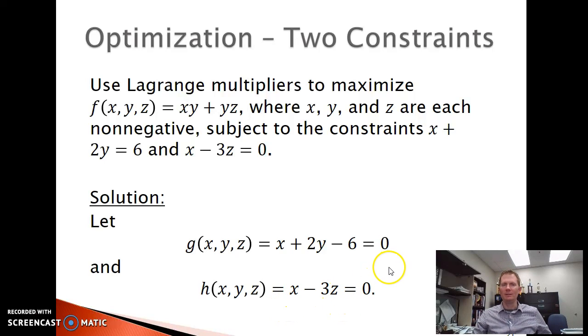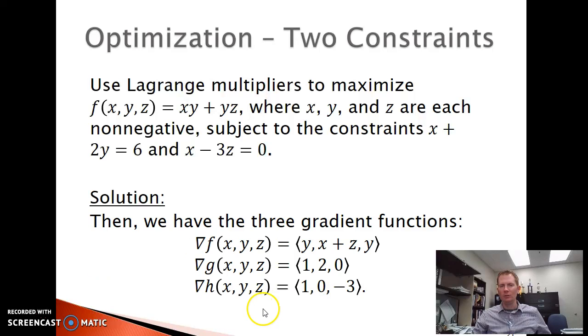This allows us then to find the gradients. We'll find the gradient of f, the gradient of g, the gradient of h, as we have here: y, x plus z, and y for f; 1, 2, 0 for g; and 1, 0, negative 3 for h. It's nice in this case that the gradients of g and h are both constant vectors.